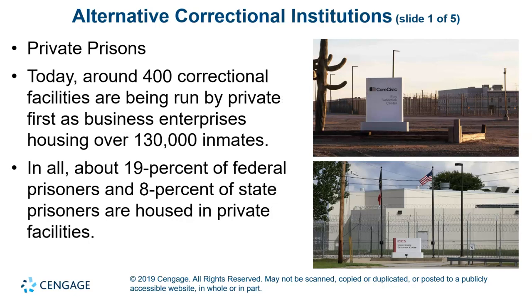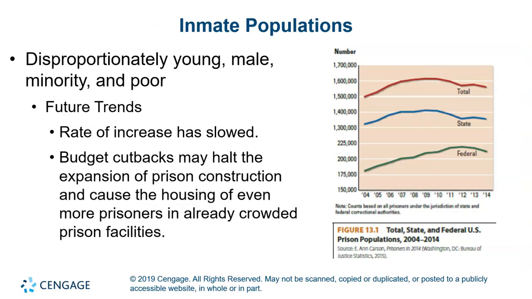Private prisons. So today, around 400 correctional facilities are being run by private groups as business enterprises, housing over 130,000 inmates. In all, about 19% of federal prisons and about 8% of state prisons are housed in private facilities. And there's a lot of controversy on whether private prisons are actually a good thing, especially when you're going to run something possibly for profit, right? So we just keep that in mind, but I just want you to know that there are private prisons.